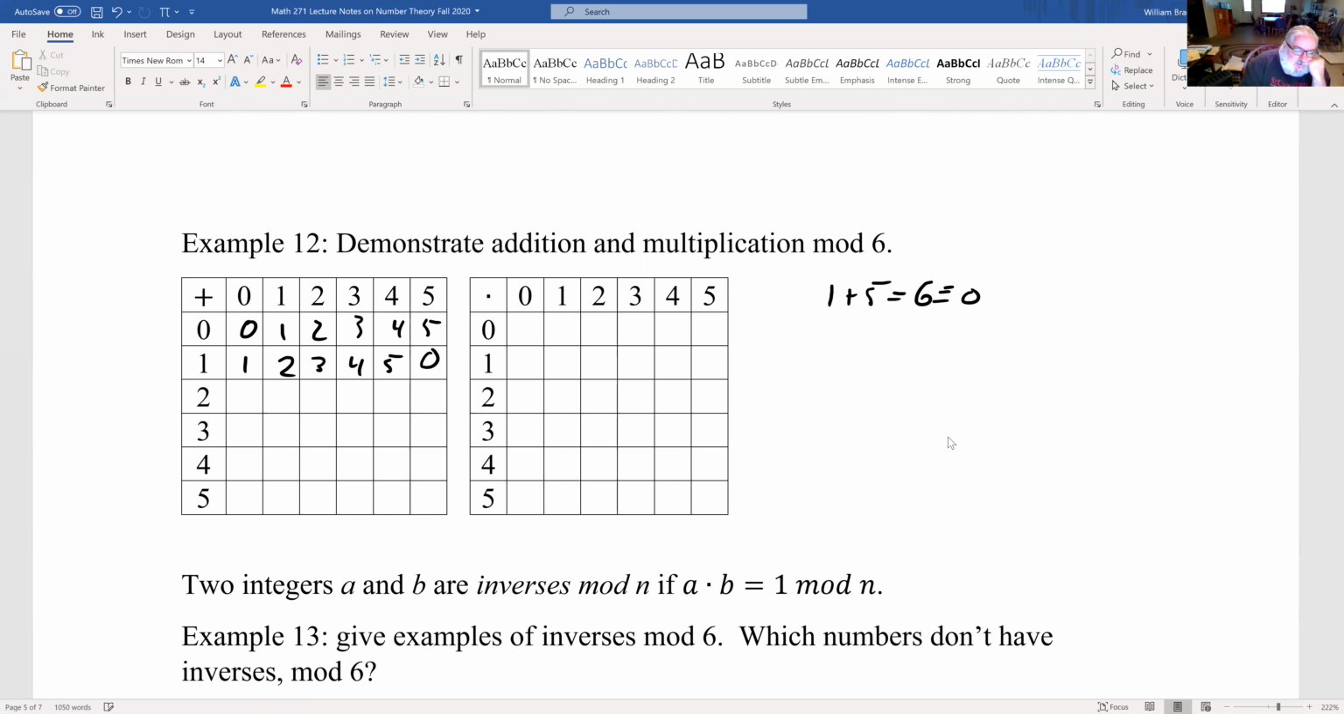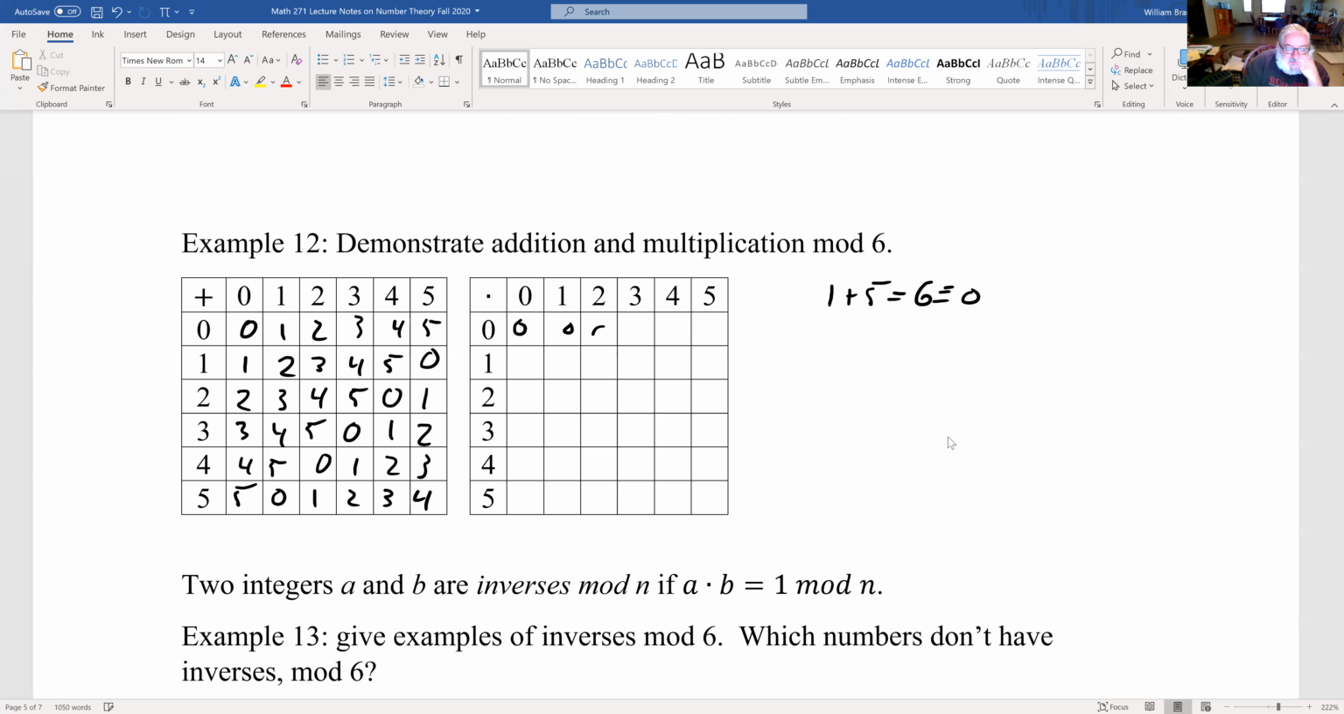So we define that. 2 plus 0 is 2. 2 plus 1 is 3. 2 plus 2 is 4. 2 plus 3 is 5. 2 plus 4 is 6, but that's 0. 2 plus 5 is 7, which is 1 more than 6, so we give that a 1. 3, 4, 5. 3 plus 3 is 6, that's a 0. 3 plus 4 is 7. 7 is 1 more than 6, so we give that a 1. 3 plus 5 is 8, which is 2 more. And so you can see how this table will go. If you ever take advanced algebra, you'll see this table again when you get to groups. So there's addition.